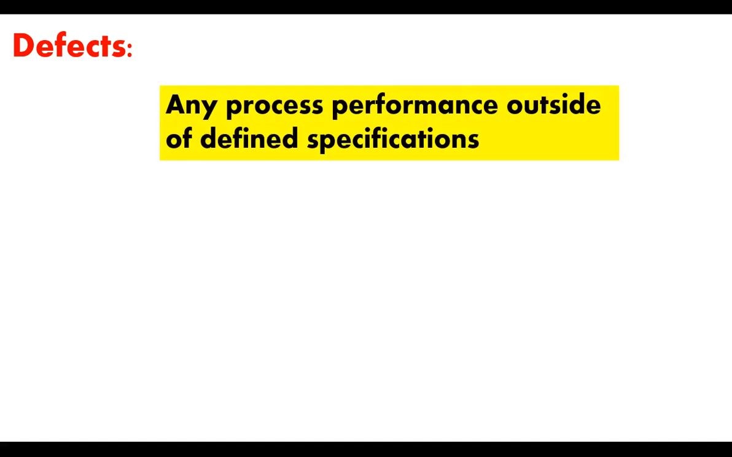Now, before we go on with this example, let's take a little sidetrack. I want to define a term because it's going to become important, and that term is a defect. We can all think of what a defect is in casual conversation, but let's come up with a standard definition. It's any process performance outside of defined specification. Okay, so that's going to be our working definition of a defect.